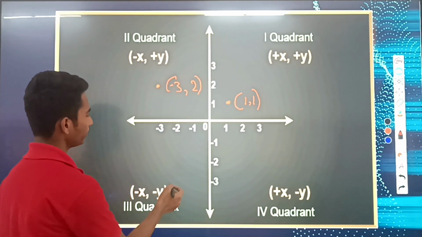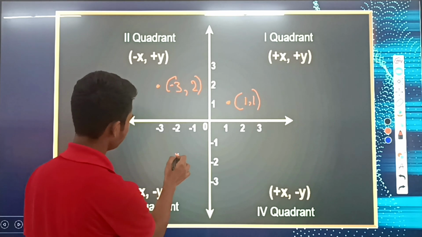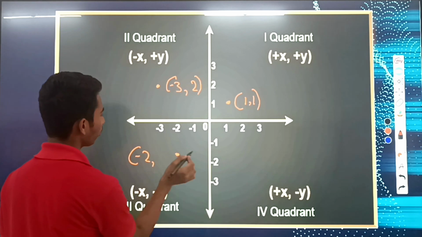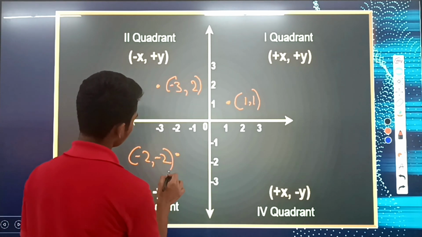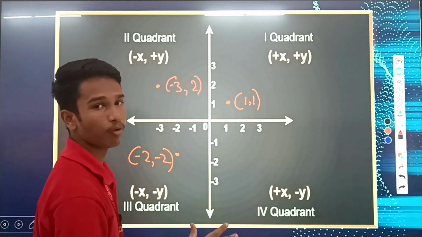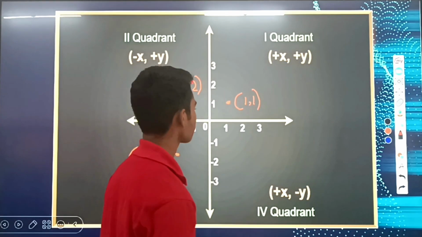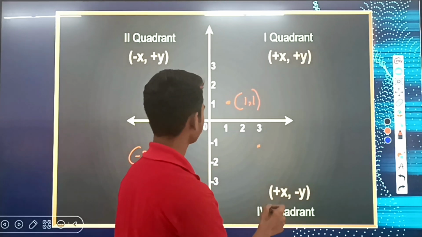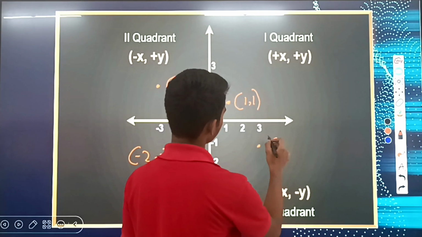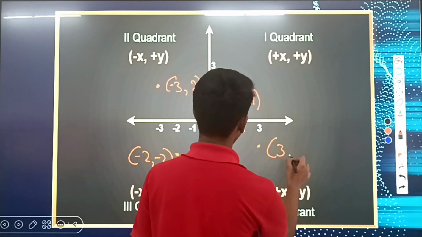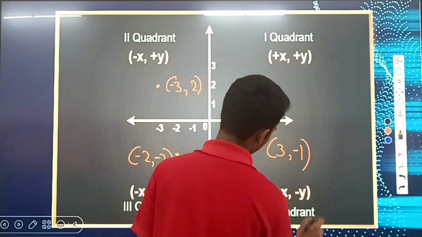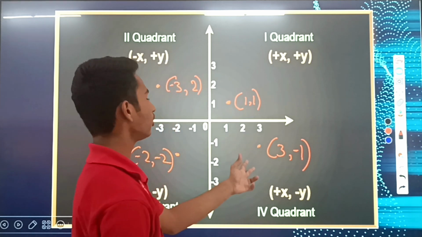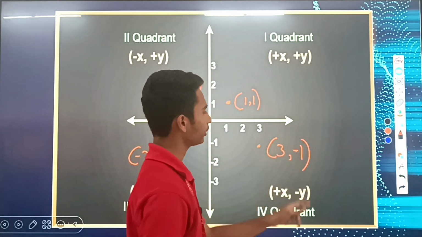And for the third quadrant, let us suppose the point here. So the x coordinate of this point will be -2 and the y coordinate of this point will also be -2, because both the coordinates of a point in the third quadrant are always negative. And last but not the least, the fourth quadrant, let us suppose it is here. So the x coordinate of this point will be +3 and the y coordinate will be -1, as in the fourth quadrant the x coordinate will be positive and the y coordinate will be negative.